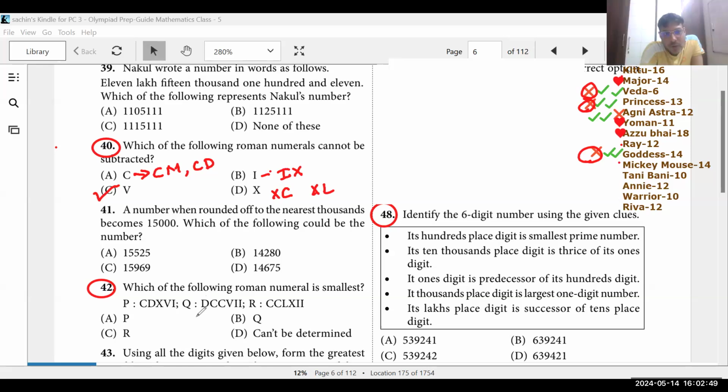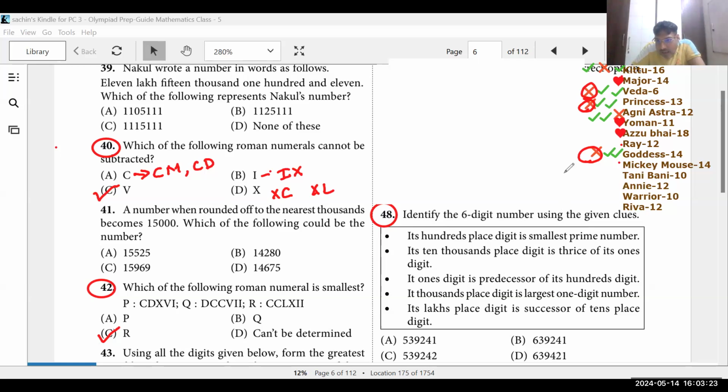So which of the following Roman numerals is smallest? Next one, who got it wrong? No one. So it's R. Next, 48th. Sir, Kittu got it wrong. Kittu, what happened in this, beta? Sir, nothing. I thought it was which of the following Roman numerals is the greatest? Why, beta, did you think like that?